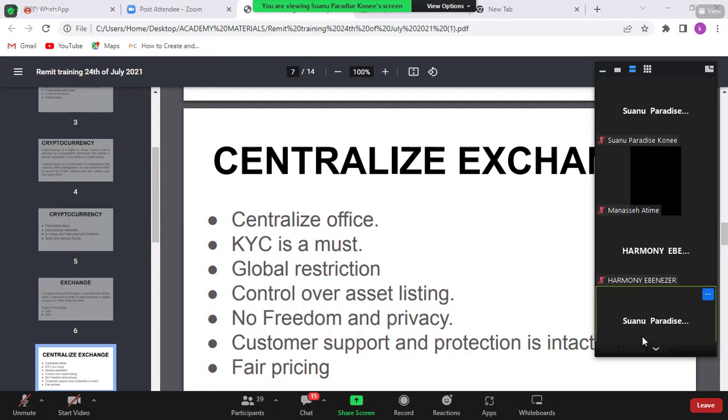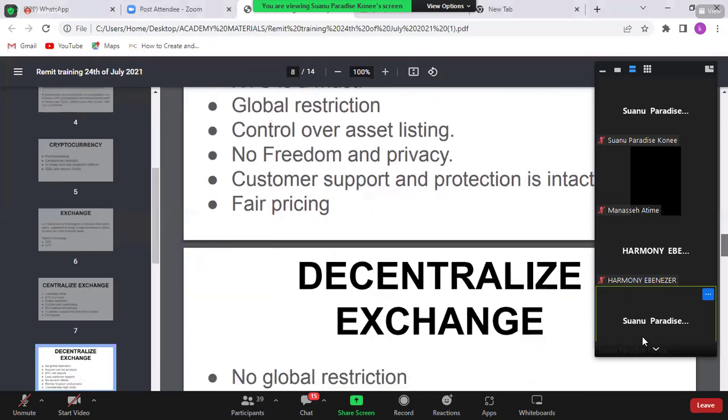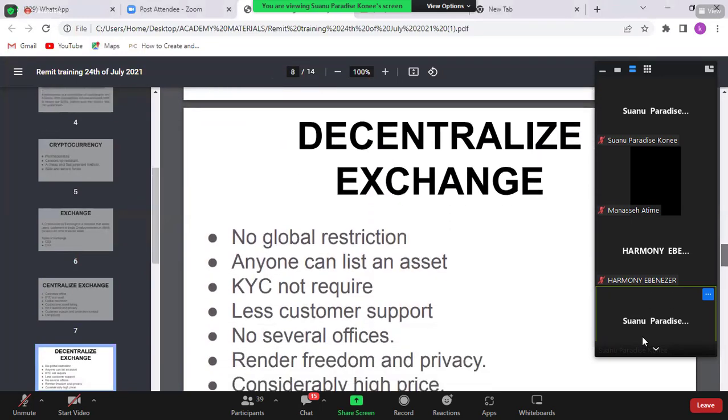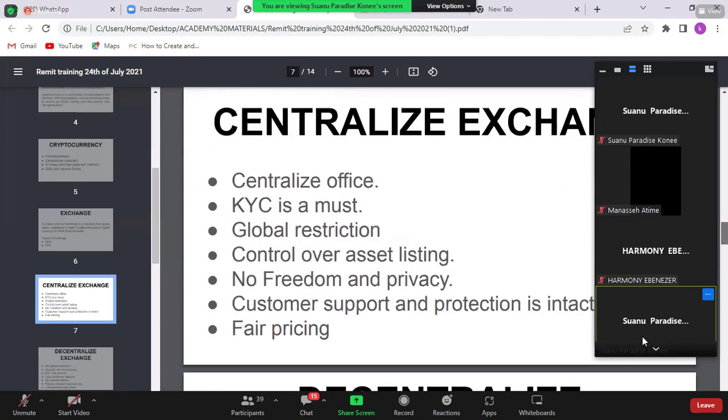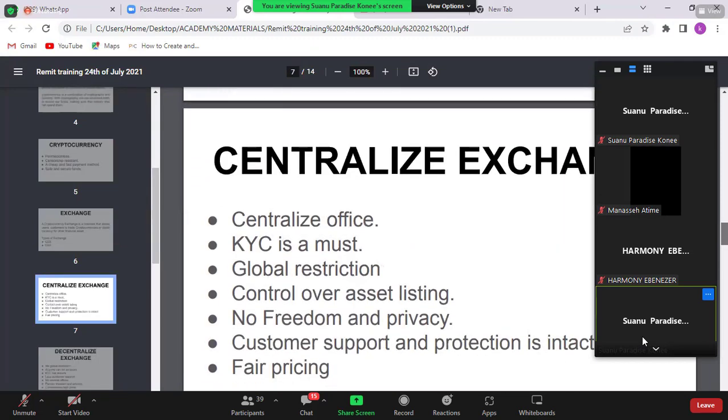Now it has customer support and protection. So the chat, customer support, it has customer protection, it has fair pricing, right? So these are some of the examples of features of a CEX. Now let's go over the text. I did not tell us the examples of the CEX. I only told us the features. Now examples of a CEX is Binance, number one.